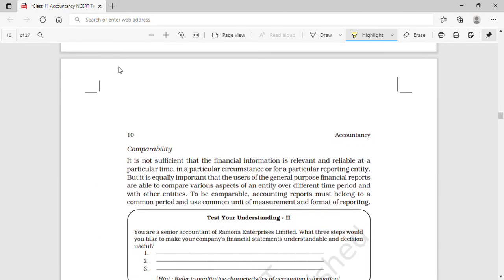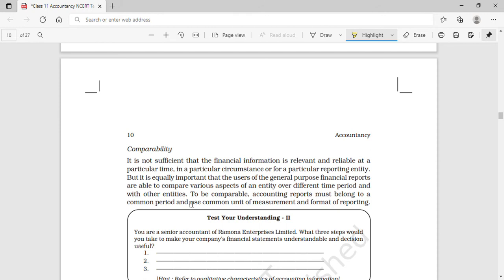And then we have the last one, which is comparability. Under comparability, you have to compare the statements, correct? Say, for example, you have past data. You can compare your past data with your present data in a quarterly, semi-annual or annual way, depending on how the company prepares it. General purpose financial reports are able to compare various aspects of an entity over different time periods and with other entities.